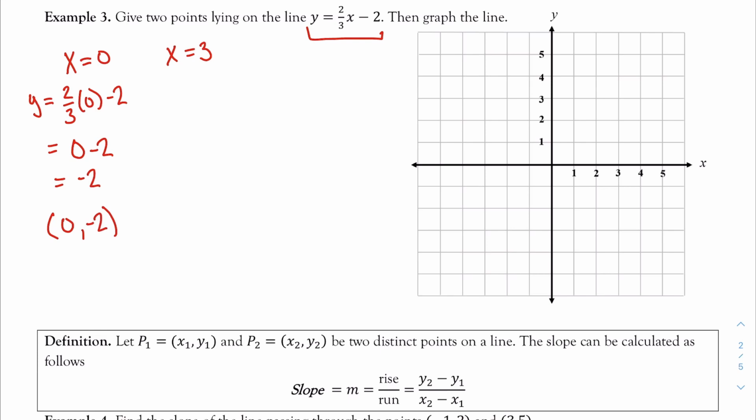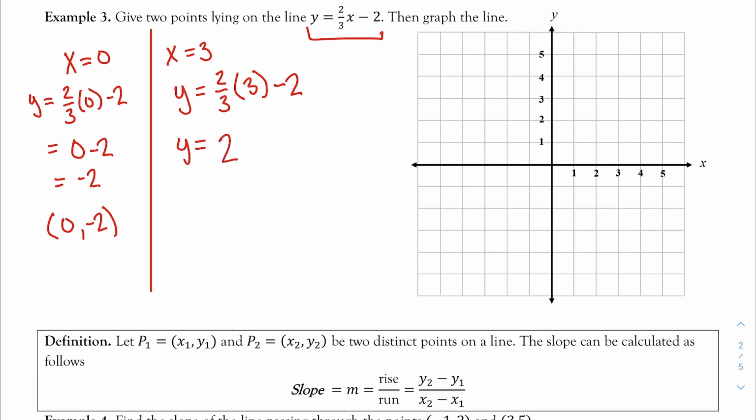Now, I'm going to do the same thing with x is equal to 3. I'm going to plug in 3 for x, so I get y is 2/3 times 3 minus 2. And I'm going to clean up as needed. 2/3 times 3, that should give me 2. And if I subtract 2, I'm going to be left with y is equal to 0. So I know I have the point 3, comma 0.